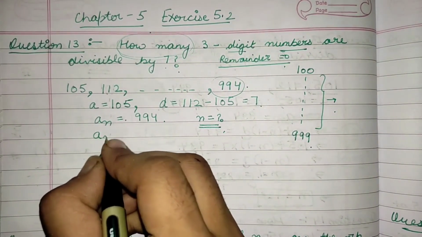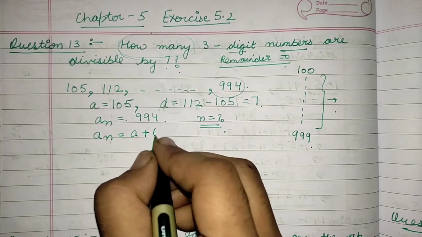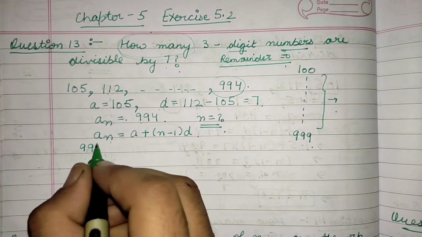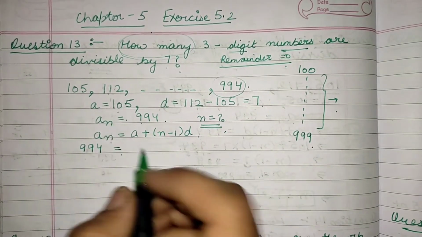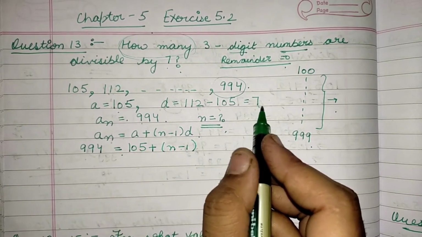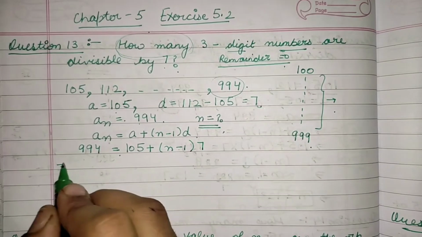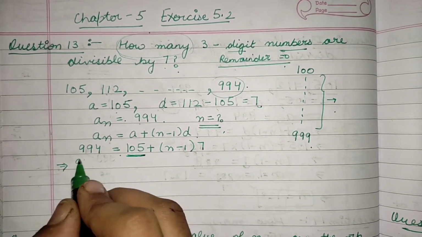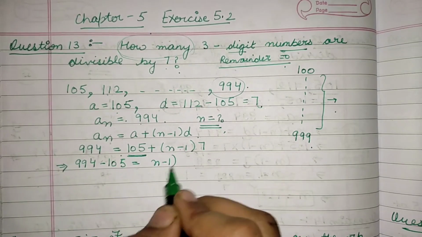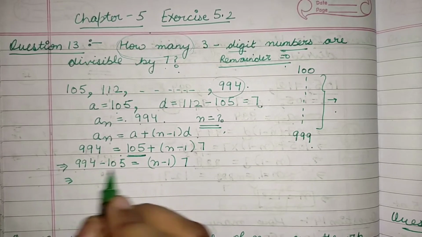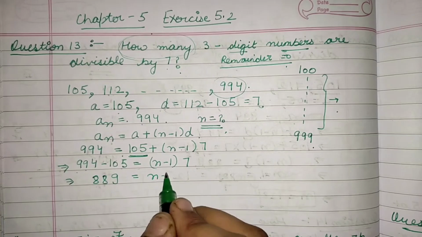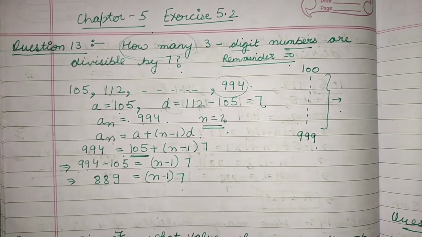So to find out the value of n, which formula do we use? a plus n minus 1 into d. So an is my 994, a is 105, n we have to find out, and d is my 7. So this 105 is being added here, so it will be subtracted on the left hand side. After doing this subtraction, I will get 889 is equal to n minus 1 into 7.